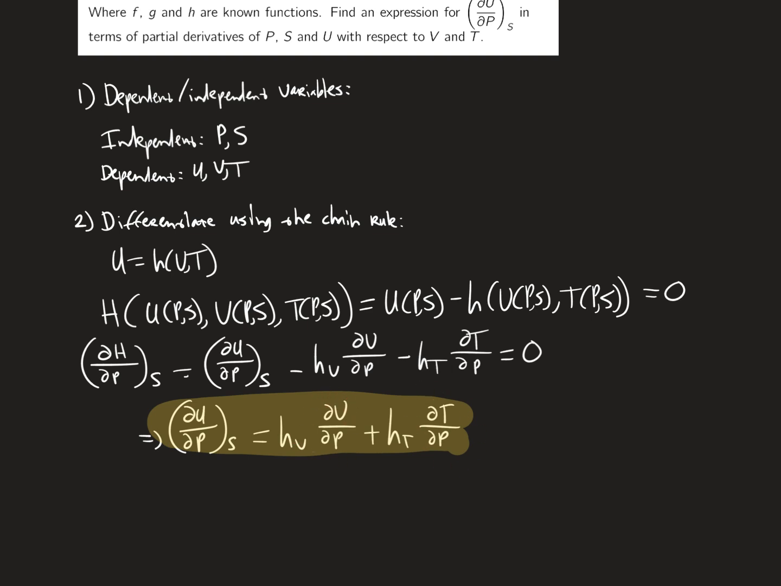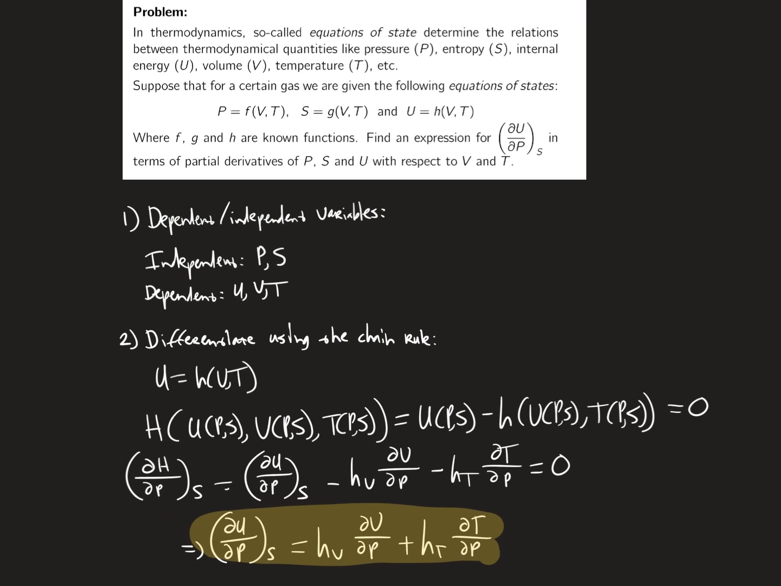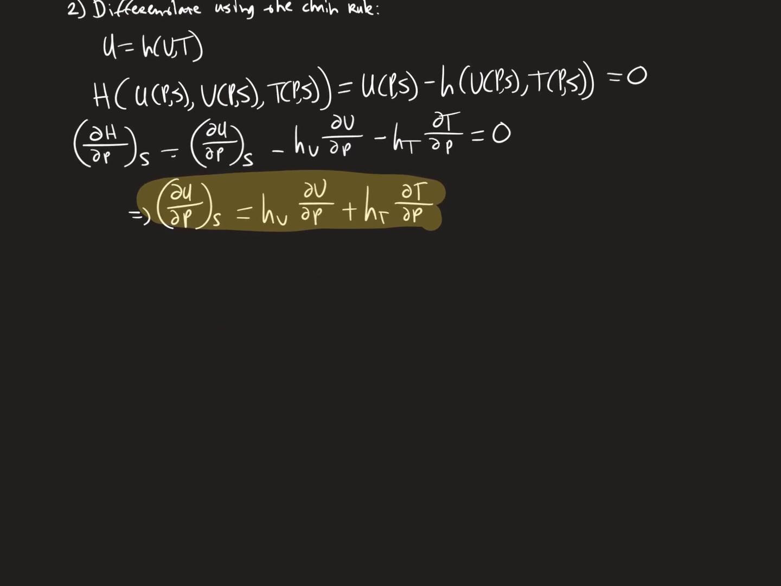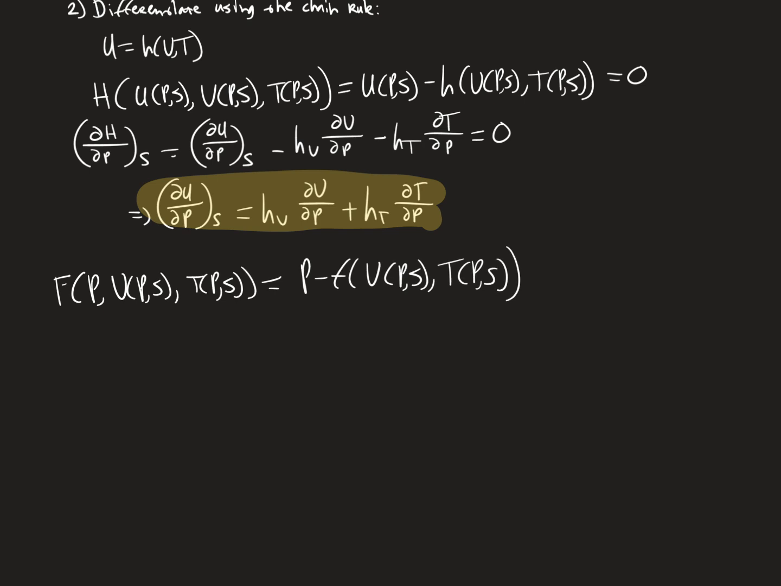because these two are still unknown. To do that, we will use the other two equations, namely p is equal to f and s is equal to g. And we will do something similar to what we did for u. So we first write these two equations in a form that we can recognize. So we have a function capital F, which depends on p, v, which depends on p and s, and t, which depends on p and s. And this is equal to p minus f, which depends on v and t, and this is equal to 0. This is our first equation.